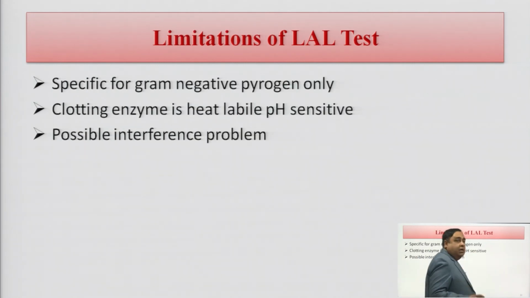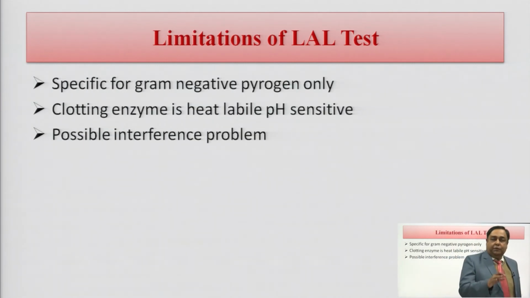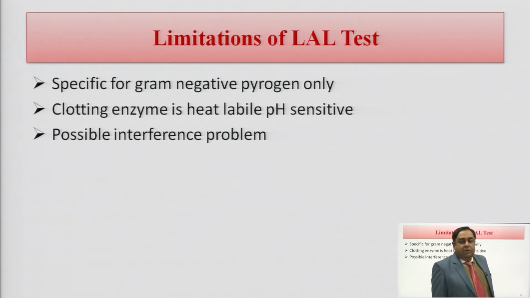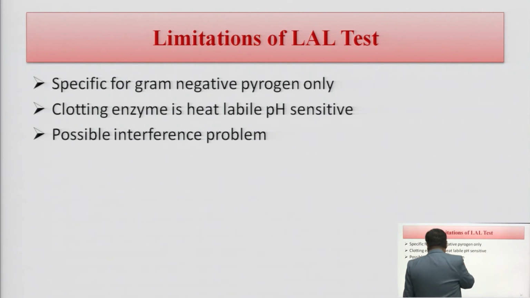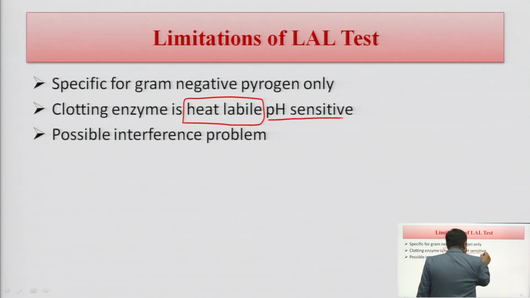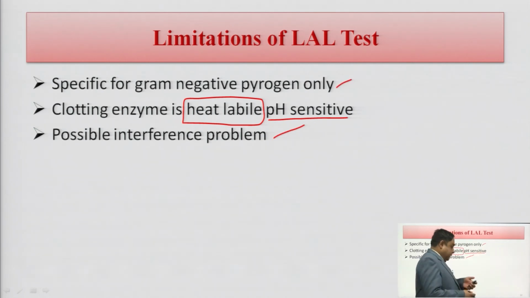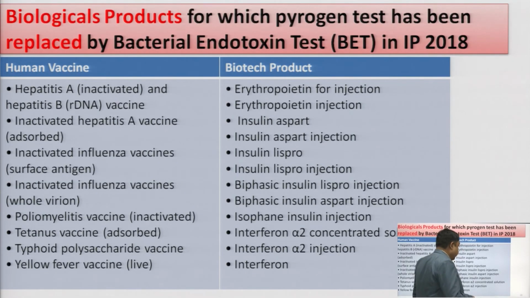But in spite of these advantages, this method has certain limitations. The limitations are that the clotting enzyme is heat labile, it is sensitive to fluctuations of pH, and there is a possible interference problem specific for gram-negative bacteria only.